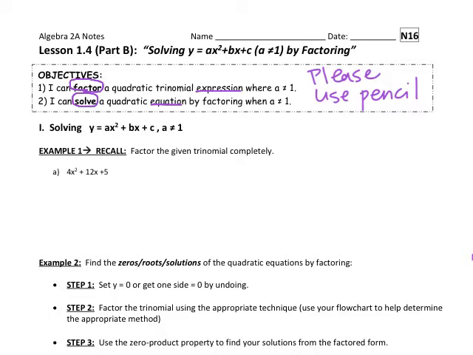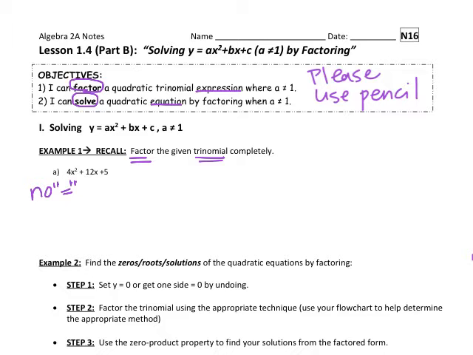So in our example here, I would like to recall that we can factor a trinomial. Notice that this trinomial does not have an equal sign. So there's no equal sign, which means we're not looking to solve for x. We're just trying to break down the trinomial into two binomials.